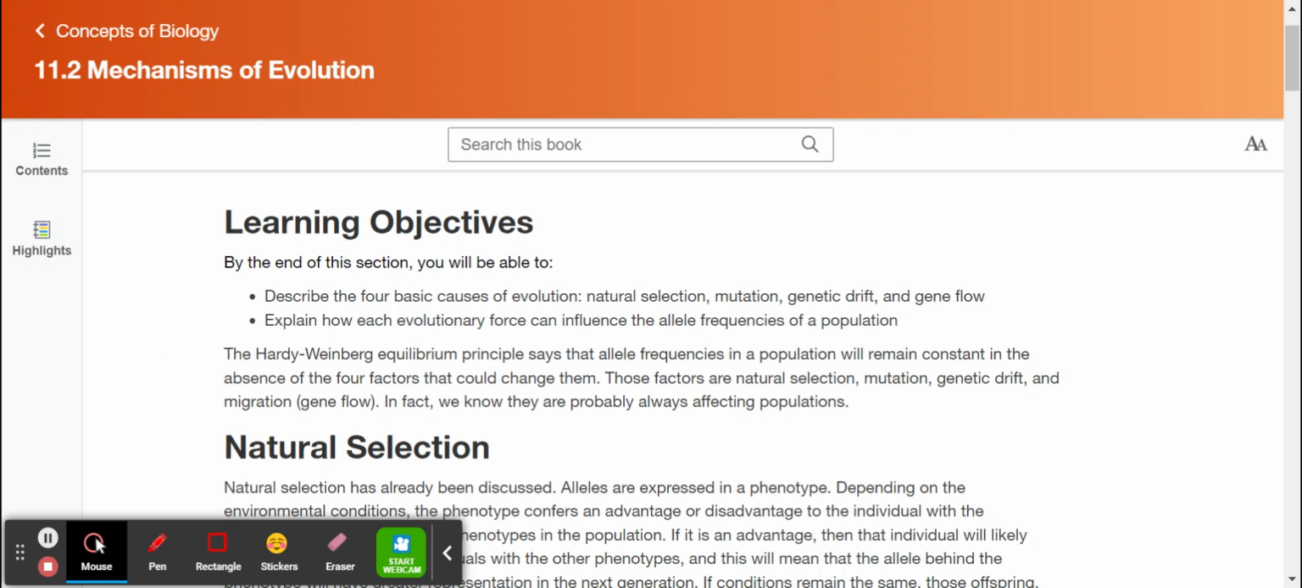The Hardy-Weinberg equilibrium principle says that allele frequencies in a population will remain constant in the absence of the four factors that could change them. Those factors are natural selection, mutation, genetic drift, and migration, or gene flow. In fact, we now know they are probably always affecting populations.